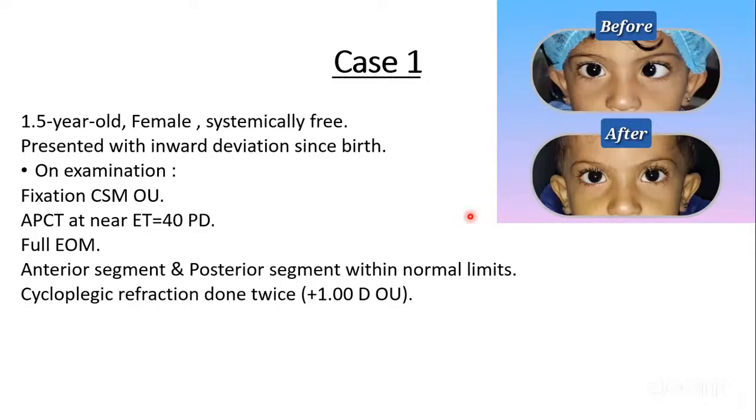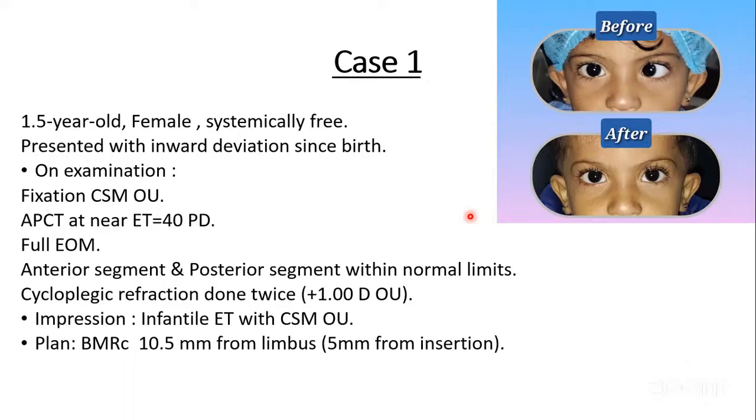Yeah, see, if the patient has partial accommodative esotropia, I would go for 6 millimeter. But for infantile esotropia, usually we go for lesser numbers. So in this patient, I have done 5 millimeter, sorry, 5.5 millimeter of BMR. Okay, 5.5 millimeter.